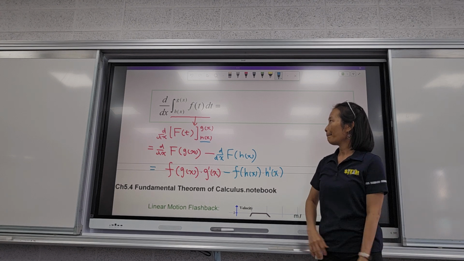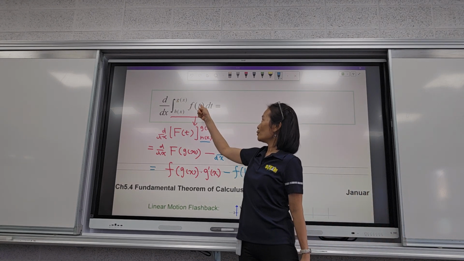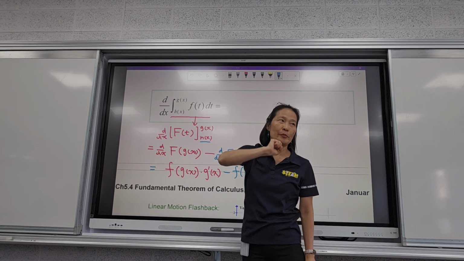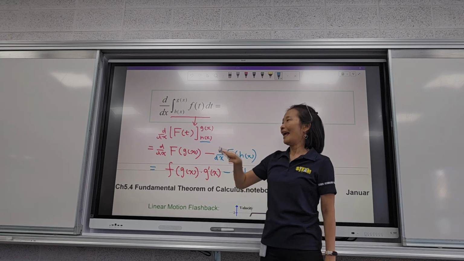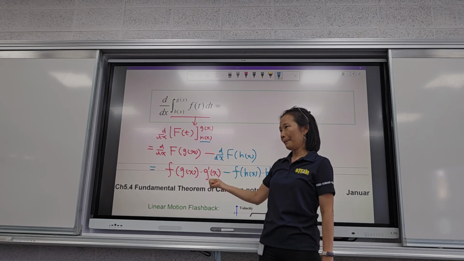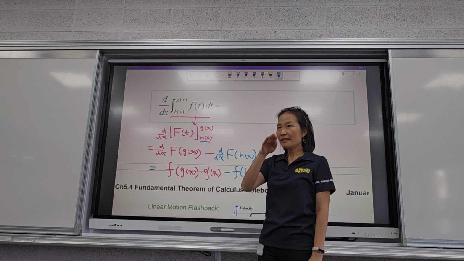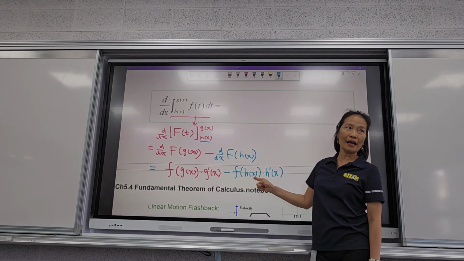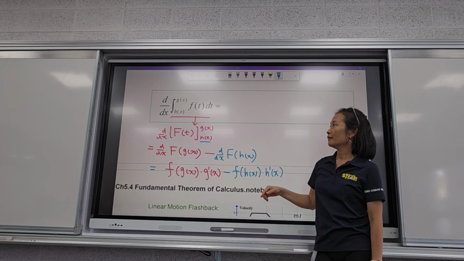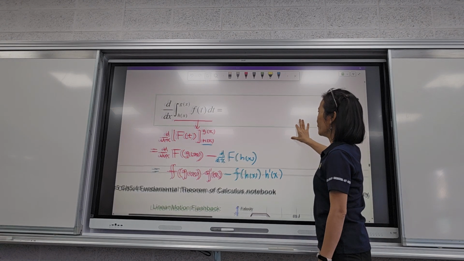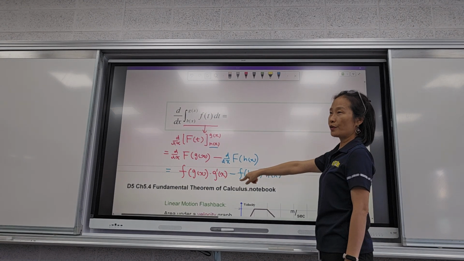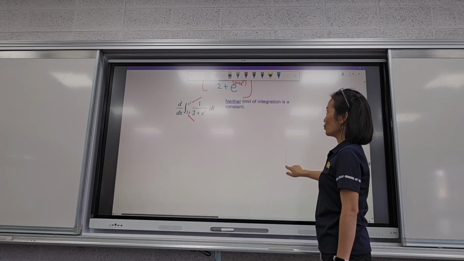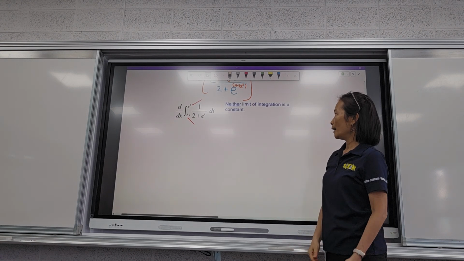So what do we do? Substitute g of x into t. All the t is replaced by that function, and multiplied by g prime. Minus, substitute the lower function, right? And then multiply by h prime. Can you use this formula to evaluate that?